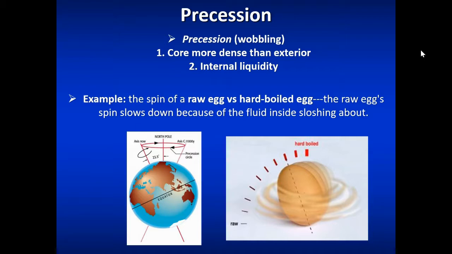But we can also note that wobbling is caused by internal liquidity. If you take a raw egg and spin it, the liquid inside is going to slosh around and slow down the spin and make it kind of wobble. A hard-boiled egg is going to be different. It's going to spin faster and have less wobble, a different kind of wobble. The Earth has a wobble, precession. We noted that it changes our view of the stars.